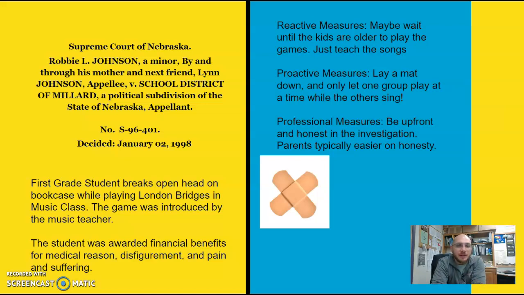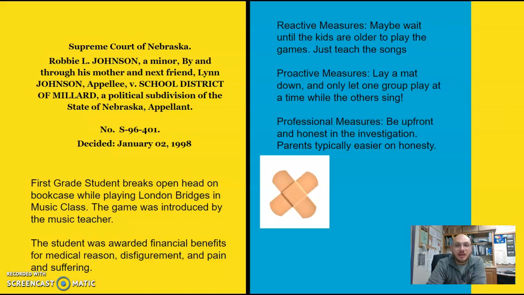But it was kind of a situation where the teacher probably had more students than she could supervise all at once, especially playing something like that. I get where the teacher was probably trying to make this song fun and memorable. And when you're dealing with first graders, maybe having them lock arms and swing each other back and forth isn't the best idea. So reactive measures, maybe wait until the kids are older to play the game. Maybe just teach the song.